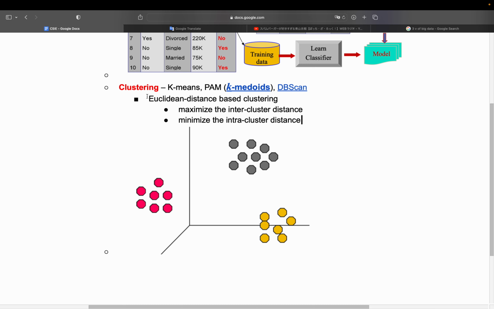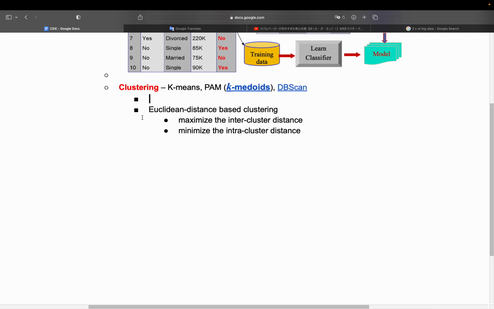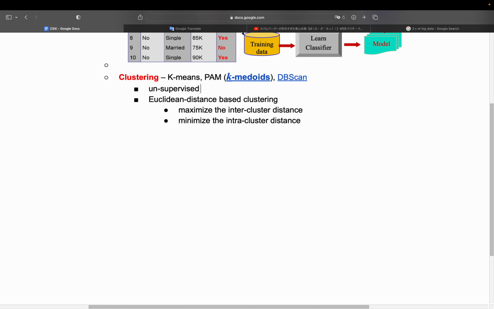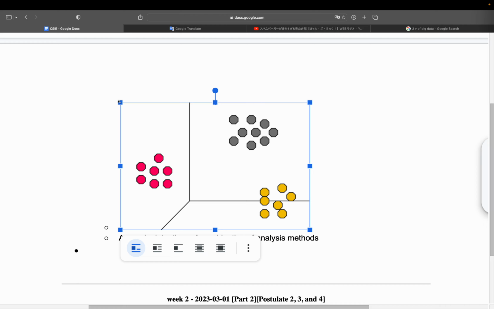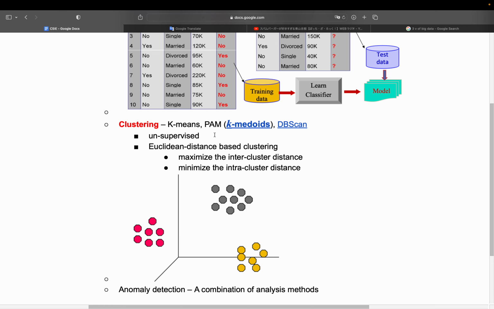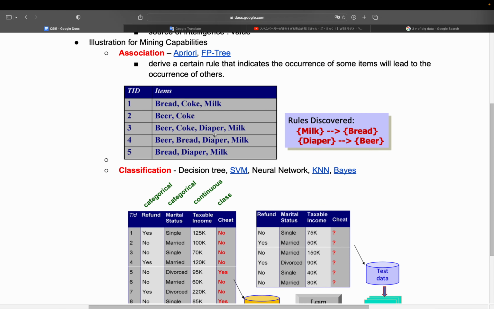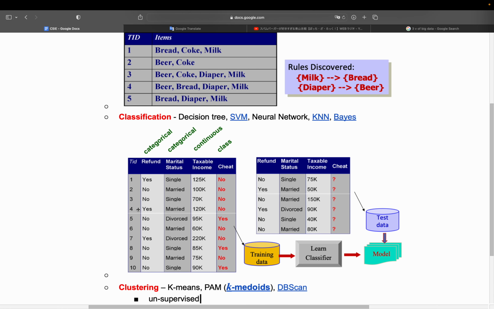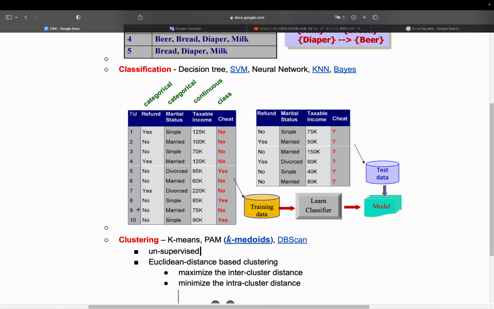So from a simple point of view, it is unsupervised. Okay, basically, that's the main three illustrations for mining capability: association, a set of rules; classification; and clustering, one of the unsupervised learning methods.